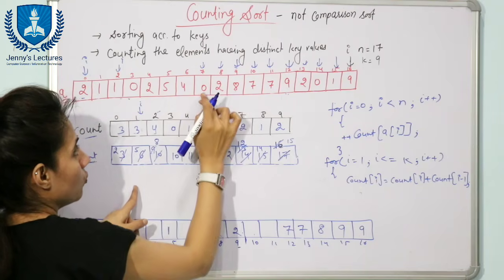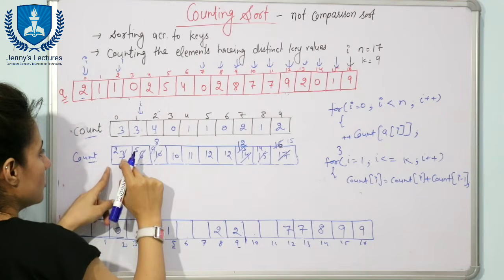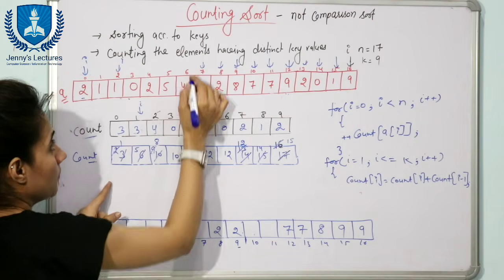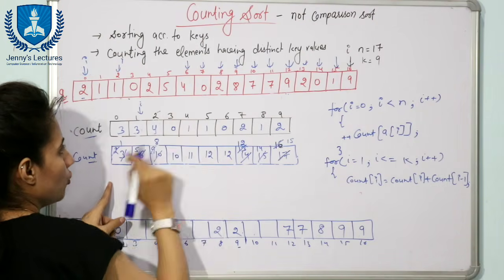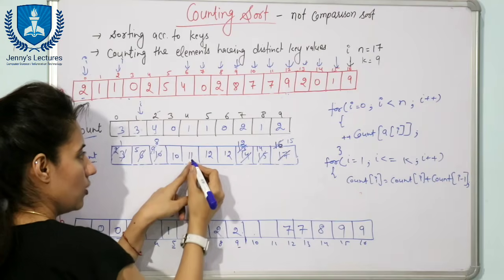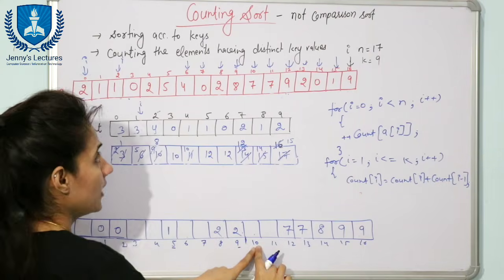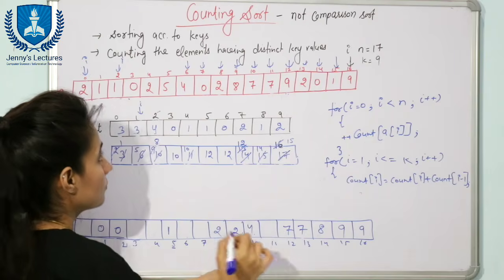Decrement I, now 0. Go to index 0, value is 2. Decrement this by 1, and we store 0 here. Decrement I, value is 4. Go to index 4. Here the value is 11. Decrement this first of all, 10. At the 10th index we store 4.